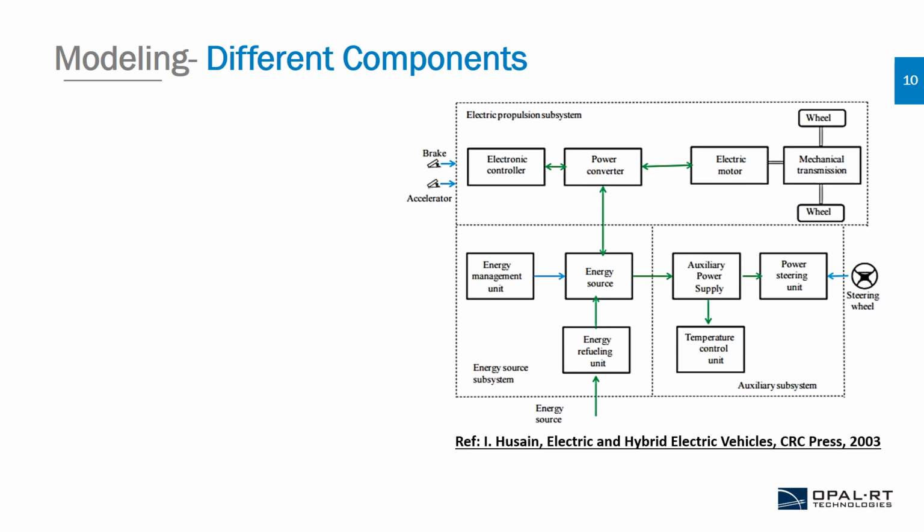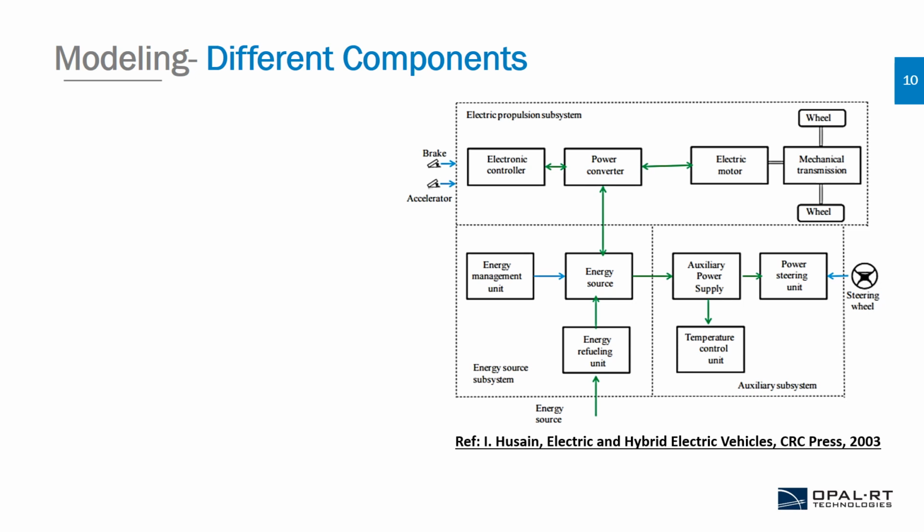The brake and the accelerator of the electric car give the driver's inputs to an electronic controller, which determines the amount of torque needed for the vehicle. So the amount of torque is controlled through a power converter which interfaces with an electric motor, which in turn drives the mechanical transmission of the wheels. The auxiliary subsystem involves the other auxiliary systems of an electric vehicle like temperature control unit, power steering, auxiliary power supply, etc., which take inputs from the steering wheel.